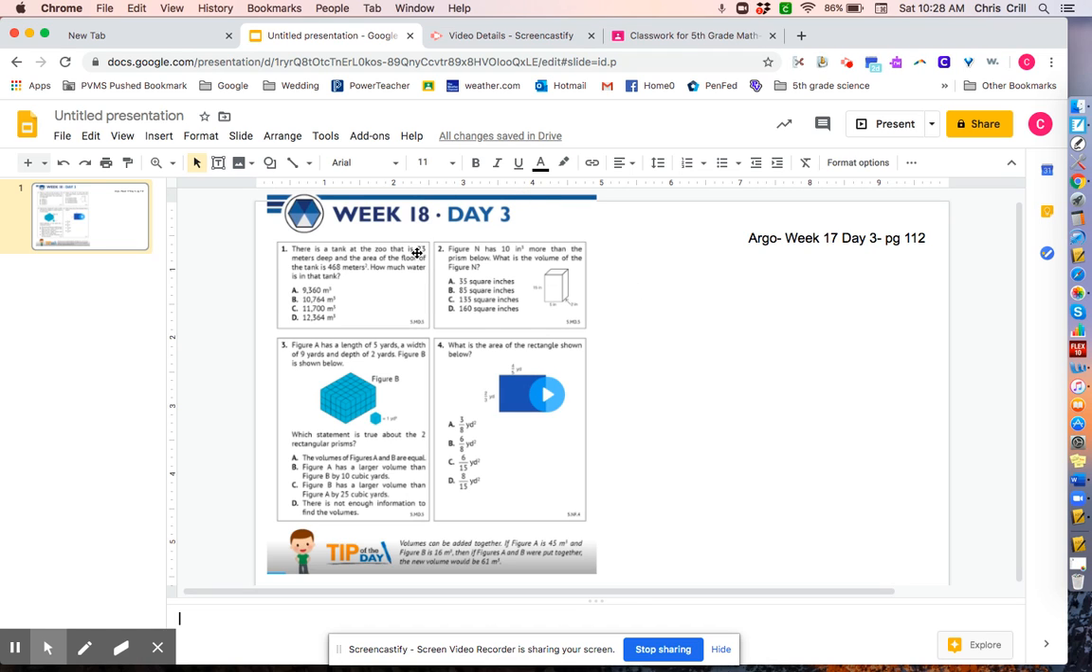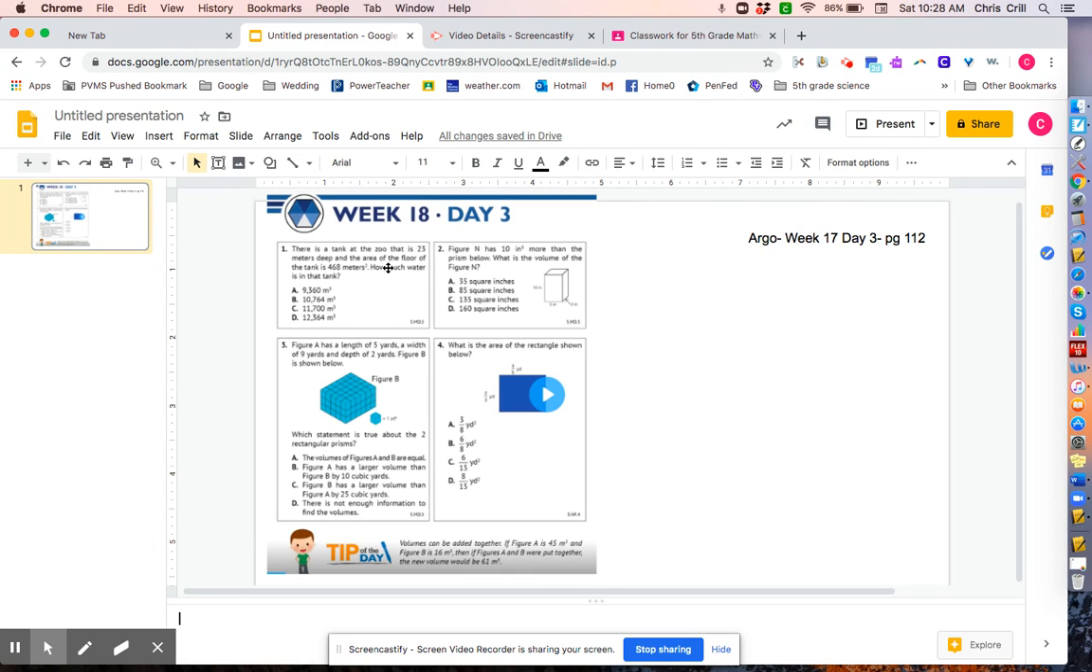Hi, today we're skipping ahead to week 18 in our Argo books, day 3. So we are purposely skipping day 1 and day 2. This week we're reviewing different ways of finding volume. The past 2 days we were really counting cubes and layers of cubes. Today we're going to be taking a look at dimensions and remembering that we can find volume by multiplying length times width times height. So let's take a look at number 1.